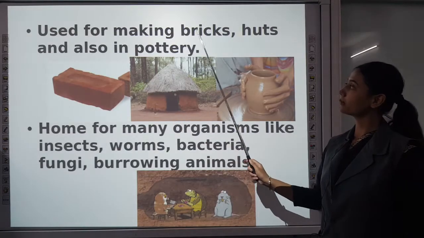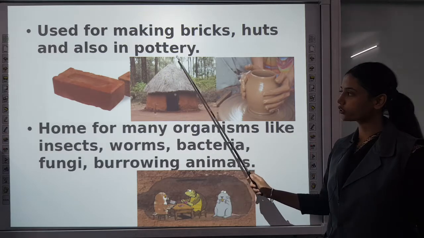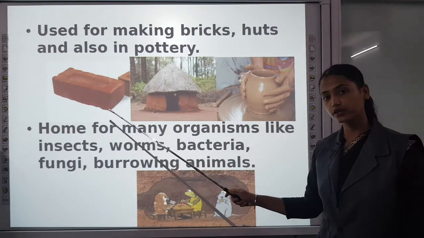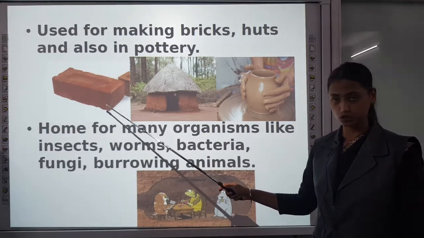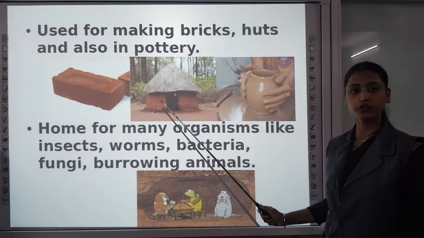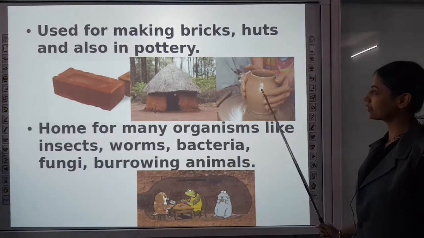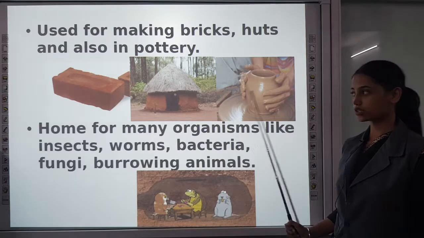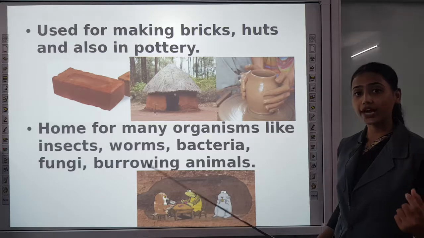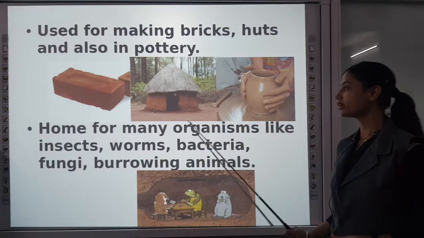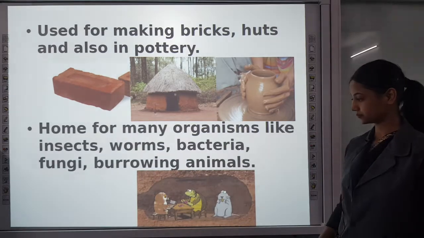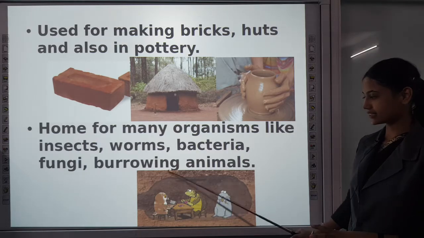Then soil is used for making bricks, huts and also in pottery. Yes, you have seen the construction. What do we use? We use bricks, and it is ultimately made up of soil. Like in the villages you have seen huts. That is again made using soil. Then pottery, in decorative items, what do we use? We use soil. What kind of soil do we use in pottery? Clayey soil, because of its shiny texture. Then it is home for many organisms like insects, worms, bacteria, fungi and burrowing animals. Here you can see this is home for these insects and animals.